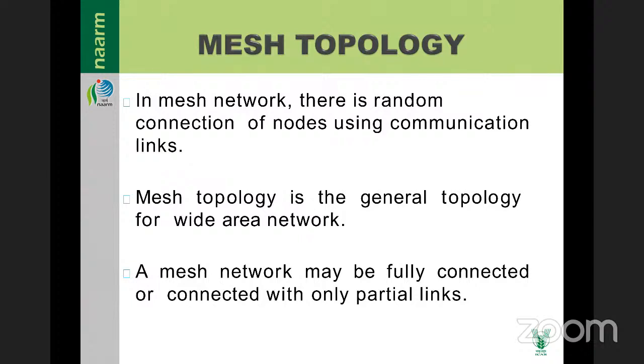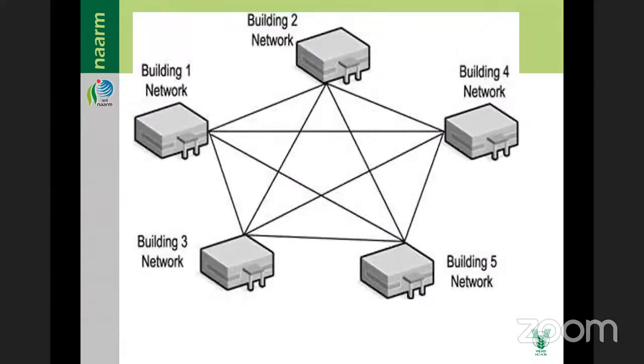Next is mesh topology. In a mesh network, there is a random connection of nodes using communication links. Mesh topology is the general topology for wide area networks. It is mainly used for WAN connections. A mesh network may be fully connected. You see here building one, building two, building three, building four. This is the mesh topology.